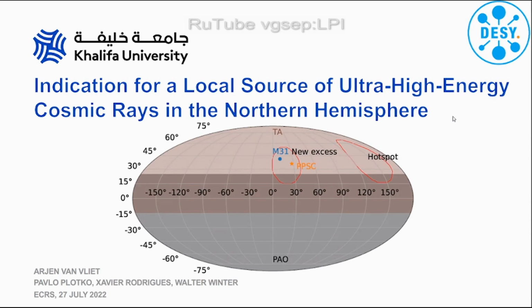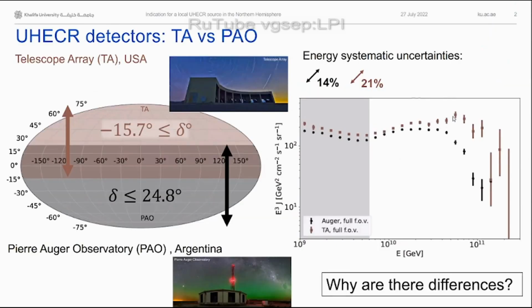So let's get started with a bit of introduction. Of course, we all know that the main players in ultra-high-energy cosmic ray physics are Telescope Array and the Pierre Auger Observatory, with Telescope Array in the northern hemisphere and Pierre Auger in the southern hemisphere. So they have different fields of view, and they also see different spectra. The brown spectrum here is what Telescope Array sees, and the black one is what the Pierre Auger Observatory sees.